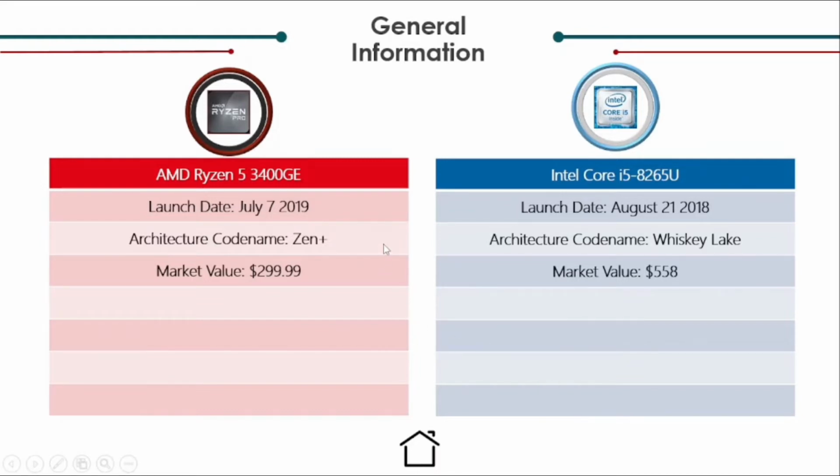For the market value, the AMD Ryzen 5 cost $299.99, while on the Intel Core i5-8265U, it costs $558. Due to the fact that Intel Core i5-8265U is not sold separately, you have to forcibly buy the whole device. Let's move to the performance.